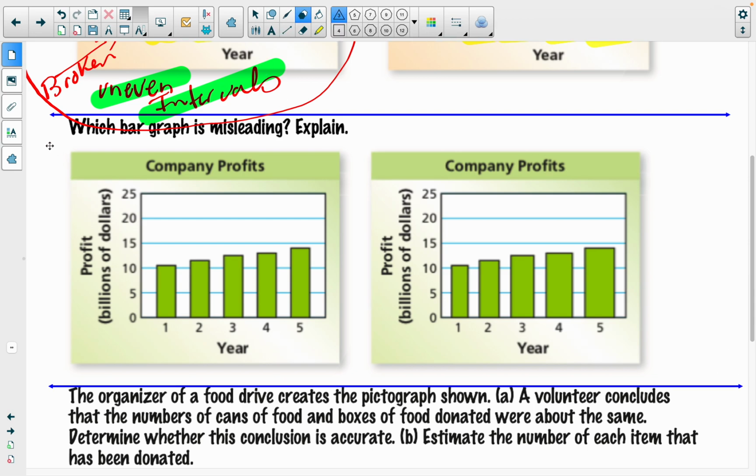When I look at the two graphs, graph A and graph B, we notice that the years 1, 2, 3, 4, 5, those are all the same. We notice that the intervals 5, 10, 15, 20, 25, those are all the same. But something's different. One of them is misleading. What is different? It's all the same information, but is graph A or B misleading you? We're talking about the company's profits.